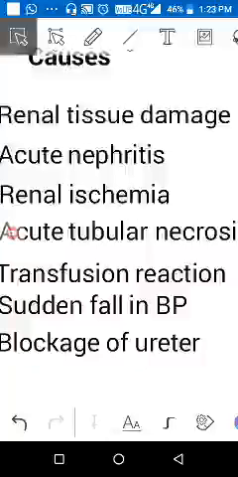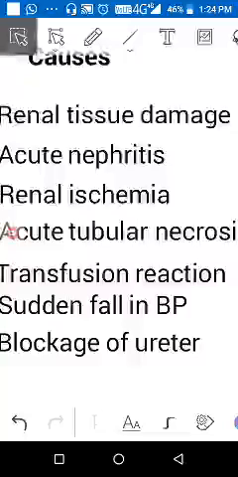If the cell is getting damaged and dying, that condition we can term as necrosis. Acute tubular necrosis means the tubular cells, that is the epithelial cell lining of the tubules, are dying and tearing off, so they cannot function properly. The reabsorption, secretion, all that process does not occur. So the usual process of urine formation does not happen. So acute tubular necrosis is the death of the tubular cells.